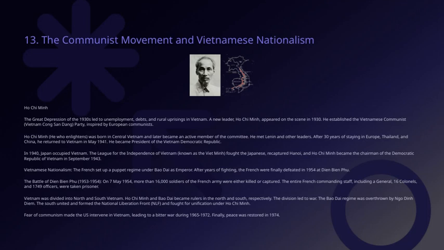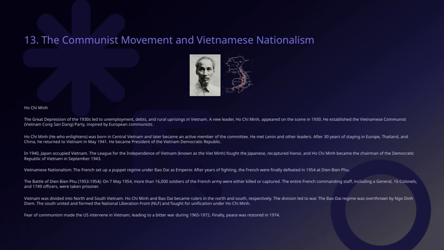Now, let's talk about how the fear of communism influenced the United States to intervene in Vietnam, leading to a bitter war from 1965 to 1972. Ultimately, peace was restored in 1974. Vietnam was divided into North and South Vietnam, with Ho Chi Minh leading the north and Bao Dai ruling the south. This division sparked conflict, especially after the Bao Dai regime was overthrown by Ngo Dinh Diem.